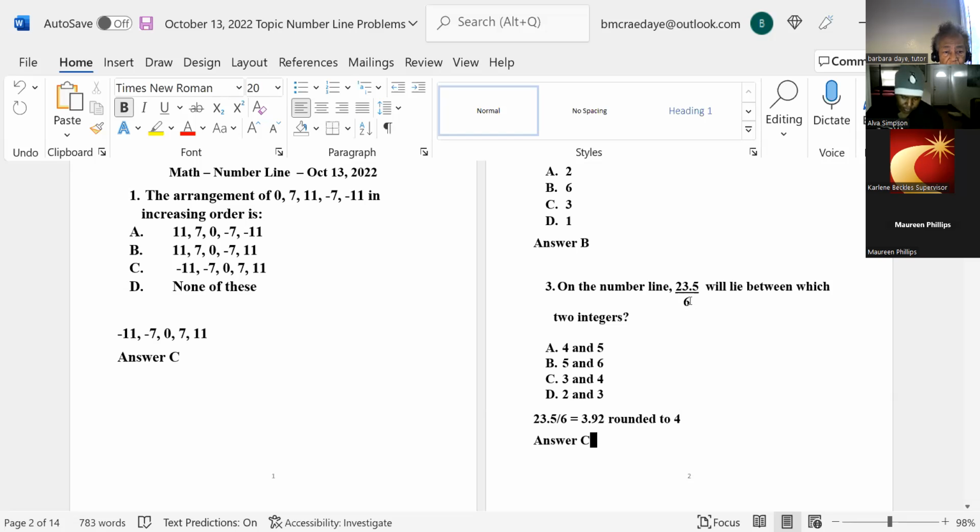So then we know that when we divide this out, that quotient has to be less than 4. So that means it has to fall between 3 and 4. So you really didn't have to divide it out, right, Maureen? Because when you look at this, you see 23.5 divided by 6. Well, 6 times 4 is 24. 23.5 is less than 24. That means it has to fall between 3 and 4. Got it?